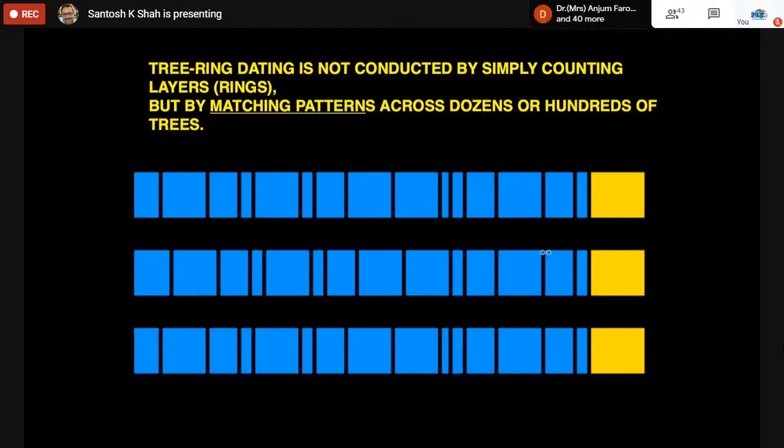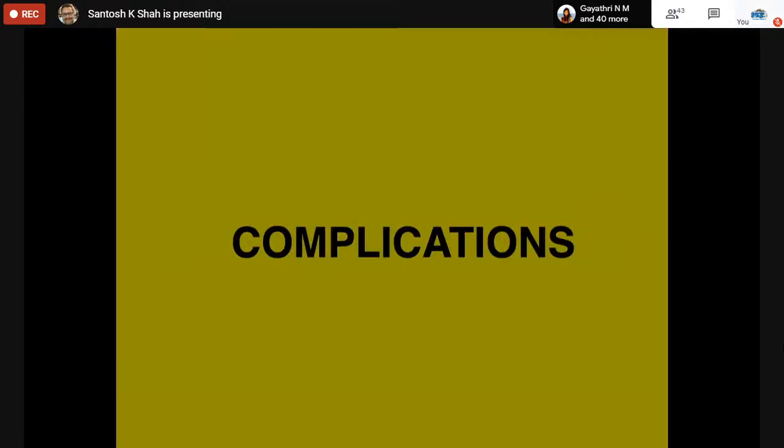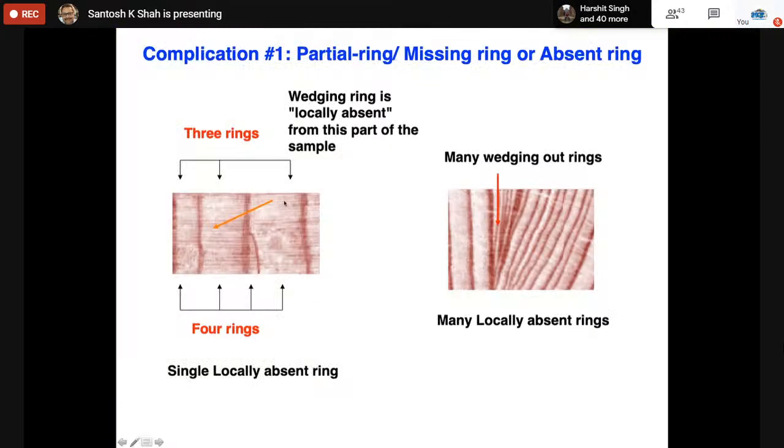But simply counting rings doesn't mean that the samples are 500 years old or 400 years old. There are some complications. Why can't we just count the rings back in time? It is because there are so many complications. Sometimes, if you collect the sample from here, suppose you count from this region, it has 3 rings, but if you count from the lower side, it becomes 4 rings. So this is a problem.